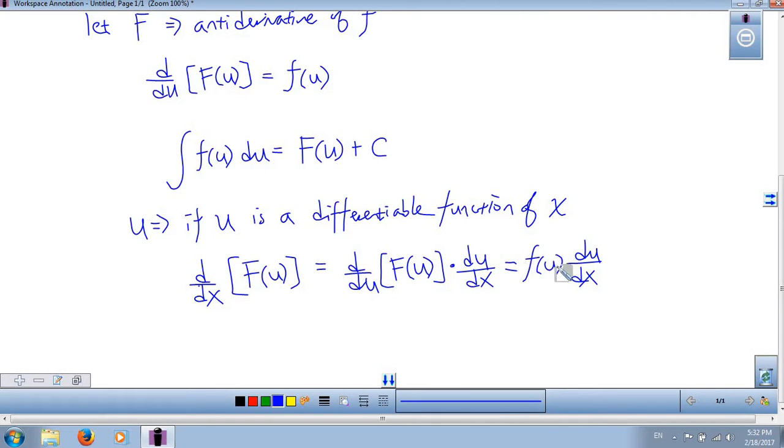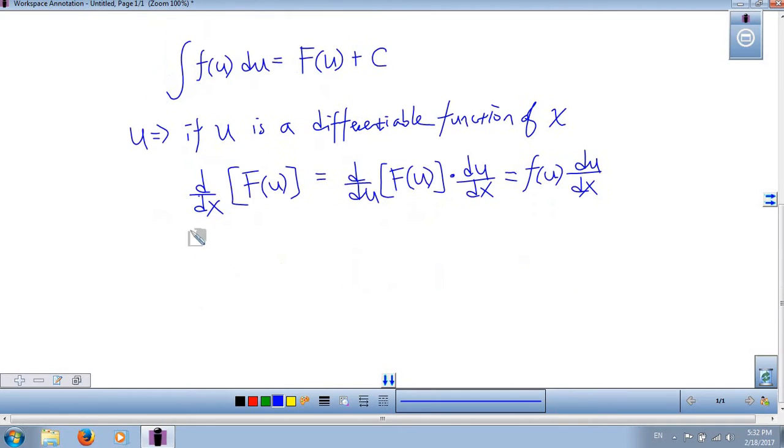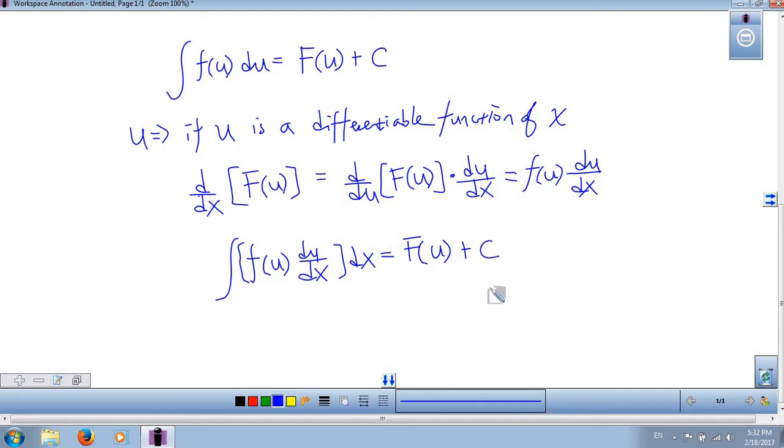It will give us lowercase f of u, and then we take the derivative of the inside function, which is u, with respect to x, which would be du/dx. So that means now we can show that if we integrate this expression, capital F of u, du/dx, if we integrate this expression with respect to dx, then that will give us back what we started with, which is capital F of u plus c.